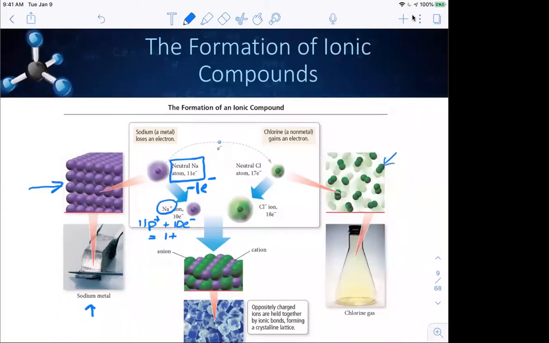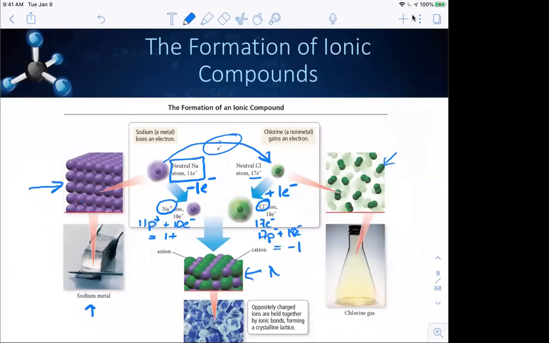This is chlorine gas. It's a nonmetal. My neutral chlorine has 17 electrons. It's going to gain that 1 electron. So this electron is being brought from sodium. It's being transferred from sodium to neutral chlorine. Now I have the Cl minus, which has 18 electrons. I had 17 electrons. I have 17 protons, right? But now I have 18 electrons, so I have a -1 charge.